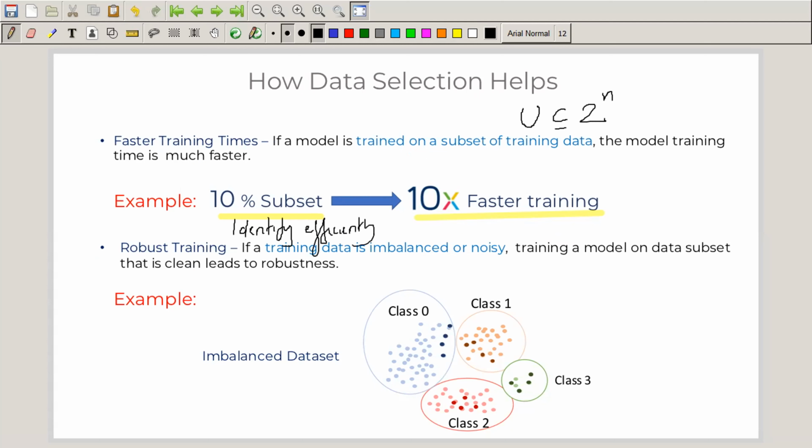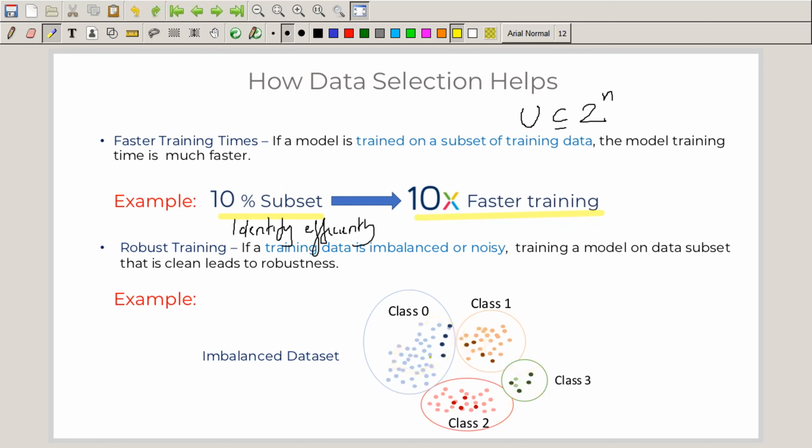Will a random subset work? Let's take this example, right? If I do a random subset, what would happen is that a random subset would represent lots of examples from class 0, few examples from class 1, and probably class 3 would get neglected. There's an imbalance setting.